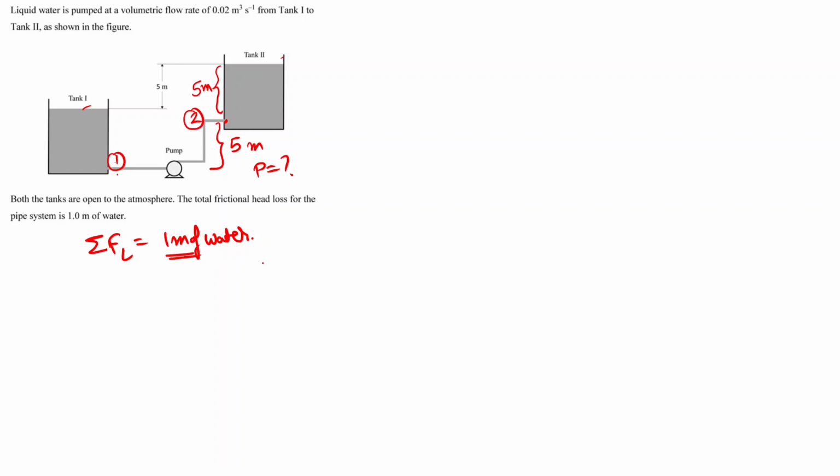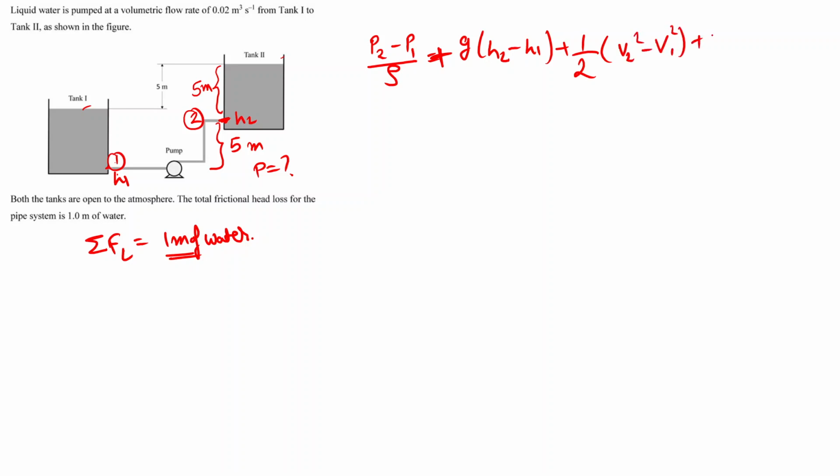Now we can write Bernoulli's theorem for this system between point 1 and point 2. That is, we can write this as (P2 minus P1) upon rho plus g times (H2 minus H1), where this is height 2 and this is height 1, plus 1 upon 2 (V2 square minus V1 square) plus summation of frictional losses plus work done is equal to 0.